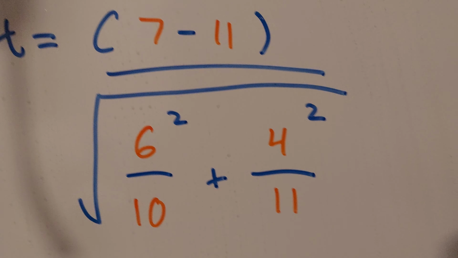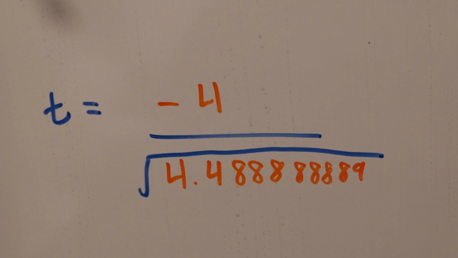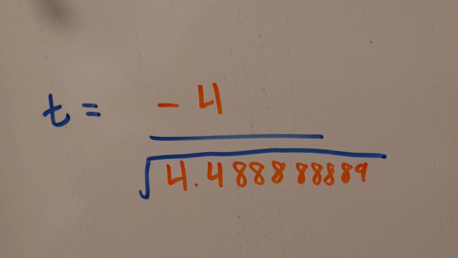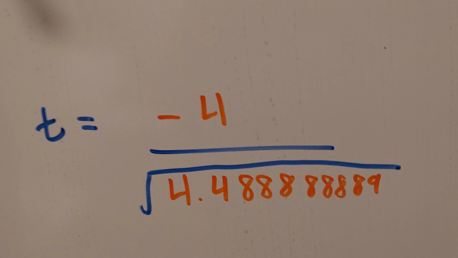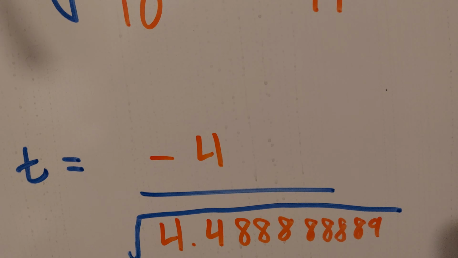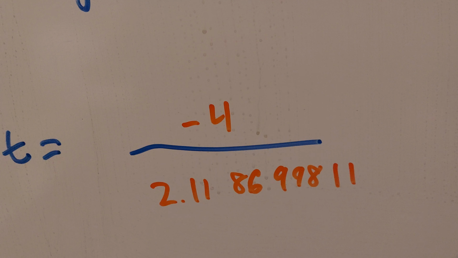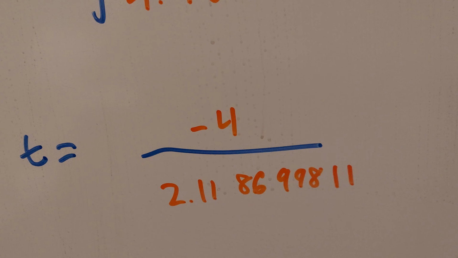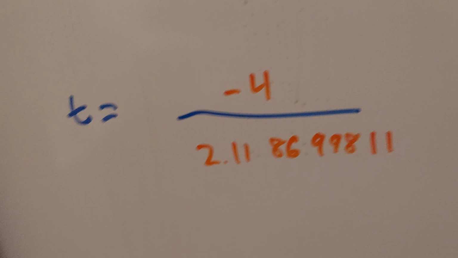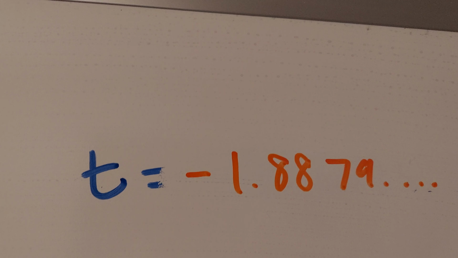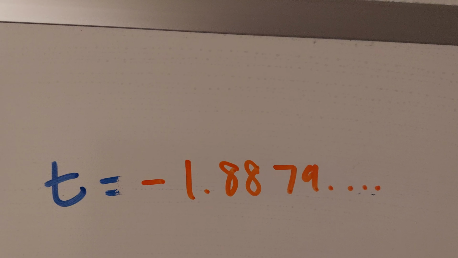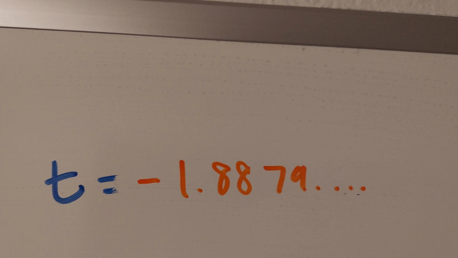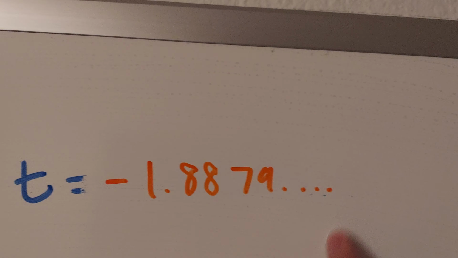And with that, we're going to simplify down, and we get t equals negative 4 divided by the square root of 4.48888888889. And then if we simplify the square root, we get t is equal to negative 4 divided by 2.118699811. And with that, we simplify it. Now when we simplify negative 4 divided by 2.118699811, we should get t is equal to negative 1.8879, with the numbers behind it represented by dots.